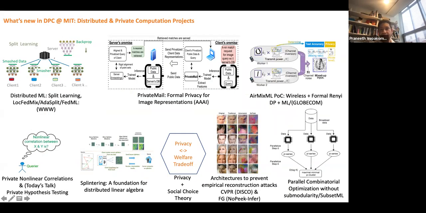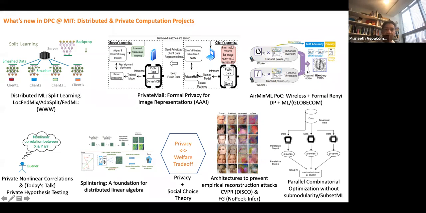So that's where this whole field of distributed and private computation come together. And this is a sampling slide, it's a little old, of the kinds of projects my group and I have been working on. So we have some projects on distributed machine learning, how do you train machine learning models in a distributed setup. We have introduced something called split learning as an alternate to another popular paradigm called federated machine learning.